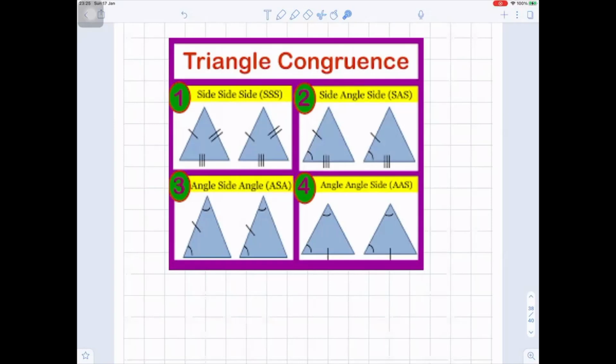Or you can have angle side angle, ASA. These top angles are the same. One side is the same and another corresponding angle is the same. Or it can be angle angle side. 2 angles are the same, another 2 angles the same, and another 2 sides the same. So those 4 different things can show that 2 triangles are congruent. So we're going to try and look for those in that question.